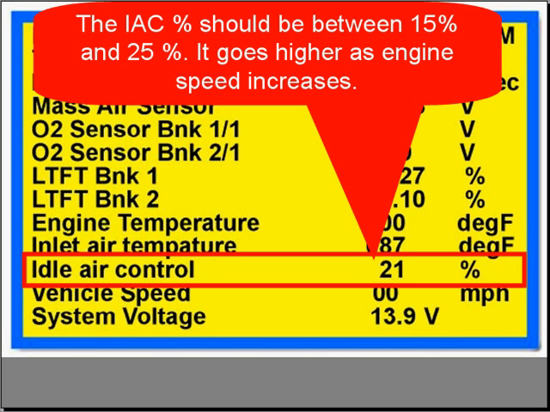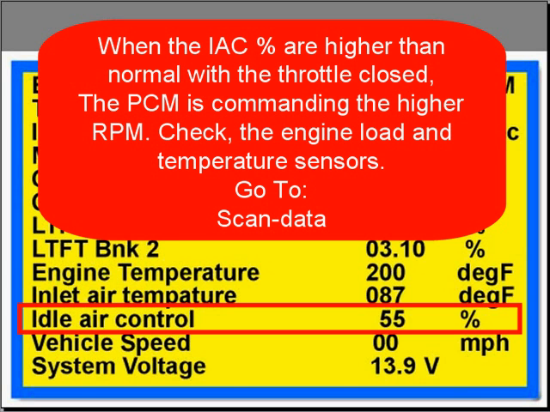Then the IAC percentages should be between 15 and 25. That is at idle, because the IAC percentages will go higher as engine speed increases. When the IAC percentage is higher than normal with the throttle closed, the PCM is commanding that higher RPM. The reason you have high RPM is the PCM is commanding it. In that case, check the engine load sensors and the temperature sensors. Go to Scan Data Testing.